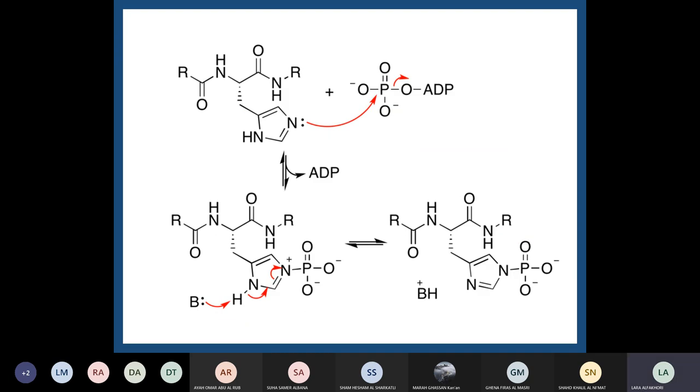Very rarely, some kinases phosphorylate histidine. Histidine, as you all know, has an imidazole ring in its side chain. It's still an electrophilic and nucleophilic reaction, but what happens is that it's actually the nitrogen of the imidazole that gets phosphorylated. Histidine does not have a hydroxyl in its side chain, but rather an imidazole ring, and the nitrogen in the imidazole is the one that gets phosphorylated.